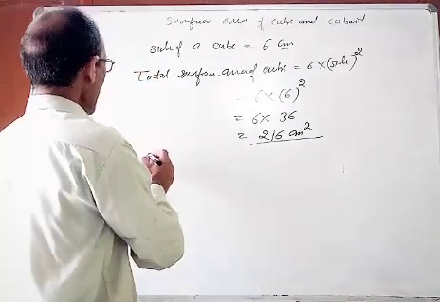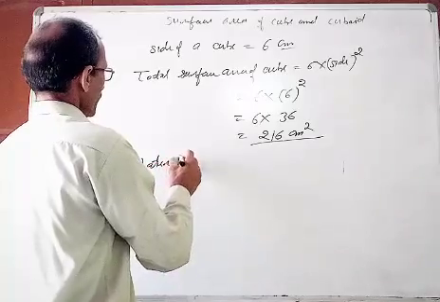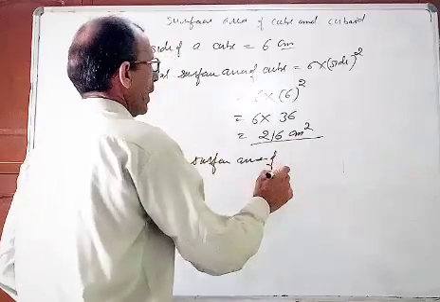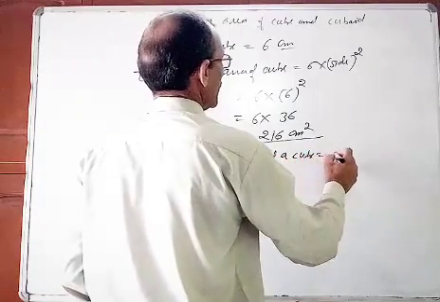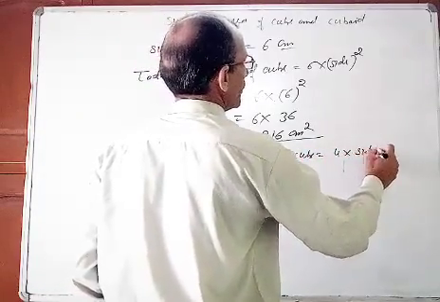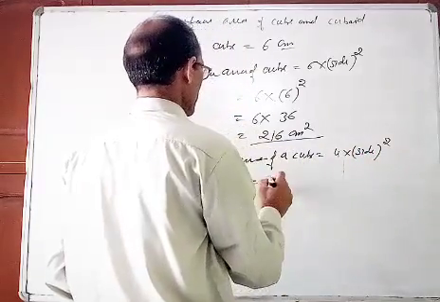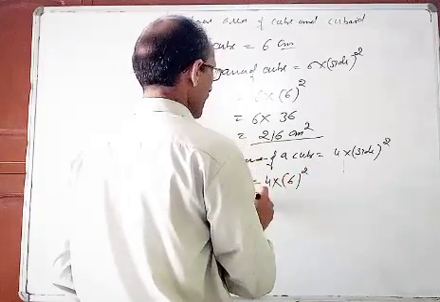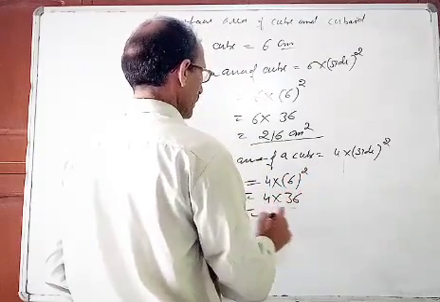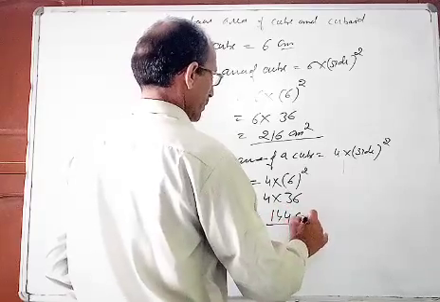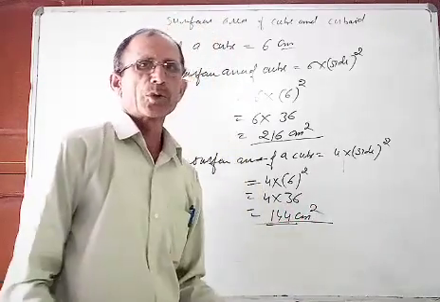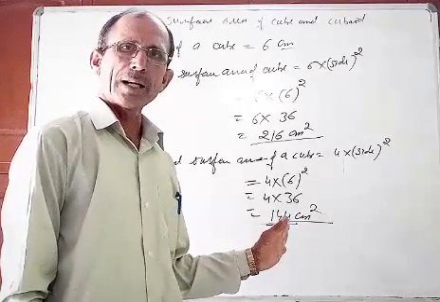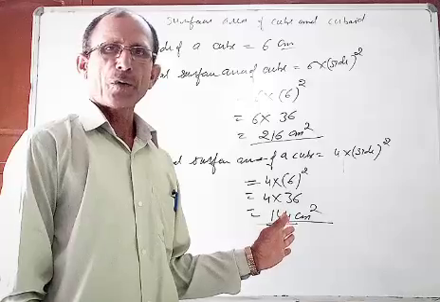Now lateral surface area of a cube is 4 into side square. 4 into 6 square, which is 144 square centimeter. So this is the lateral surface area of a cube.